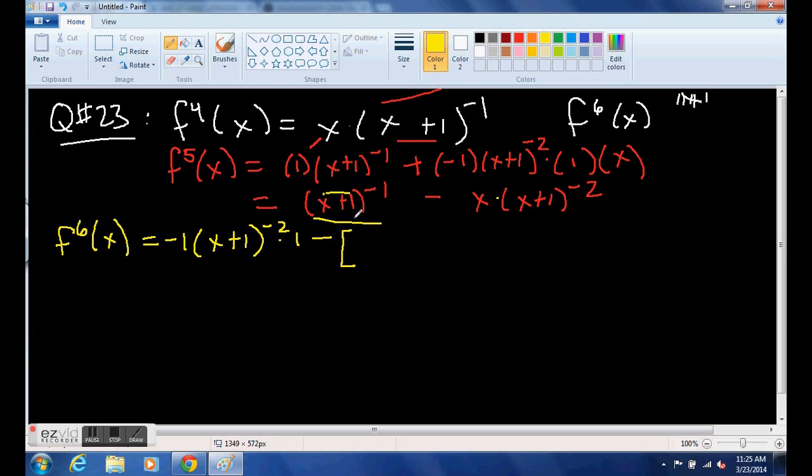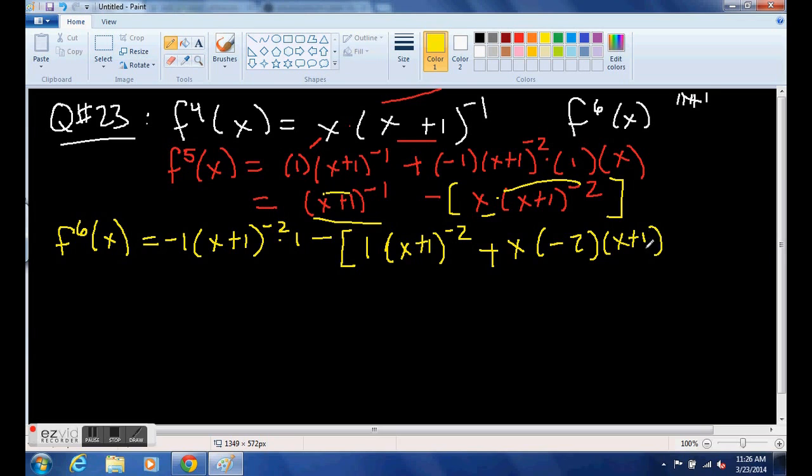So minus 1, so I'm taking the derivative of this piece. 1 is the derivative of that one, times (x plus 1) to the negative 2, plus, and now I take x times the derivative of this one. So that's negative 2, the 2 hops in front, (x plus 1) to the negative 3, and times the derivative of what's inside, which is 1.